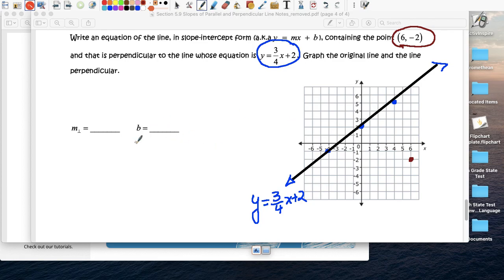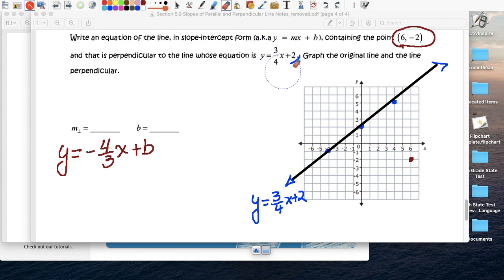So let's start writing. My equation is y equals, what's the slope of this red line? Well, if it's perpendicular, we know that we're going to take this slope 3/4, use a negative reciprocal, so it becomes 4/3, and it was positive, so now it's negative. So -4/3 x, and do I know where it's going to cross the y-axis? Not yet. So plus b.